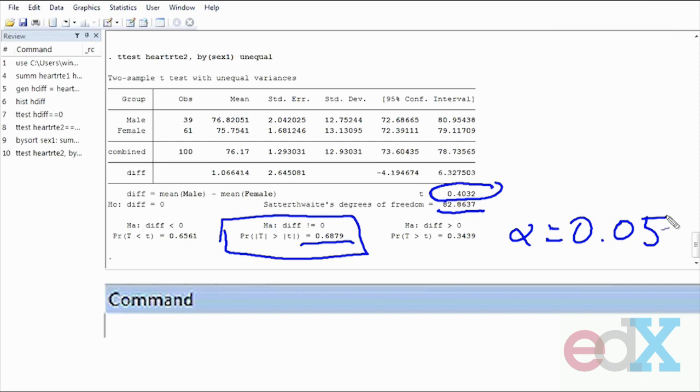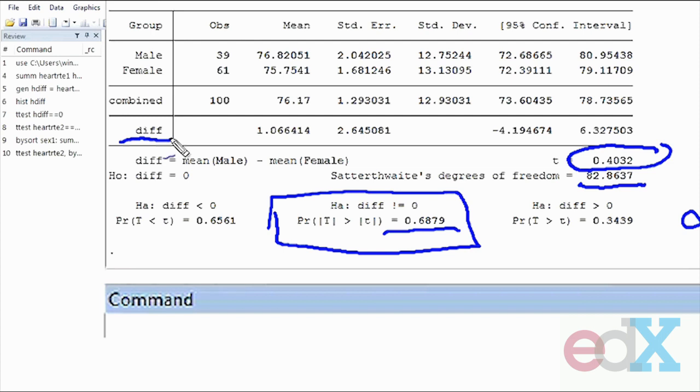And the null hypothesis is that the mean heart rate for men is equal to the mean heart rate for women. So we have no evidence to say that the mean heart rate for men is different from the mean heart rate for women. So next, let's take a look at this difference row, excuse me, and let's look at a 95% confidence interval.